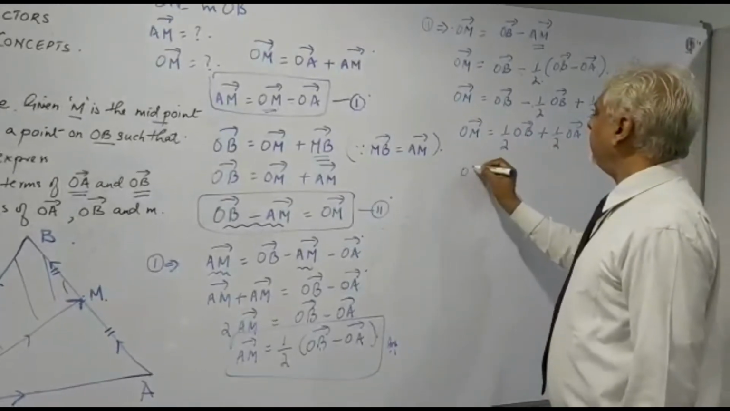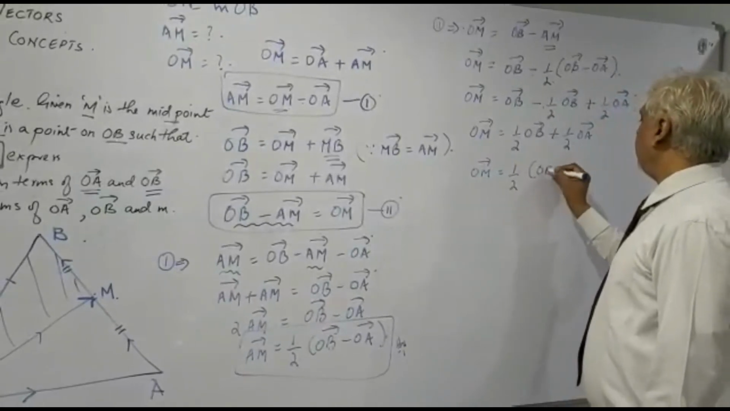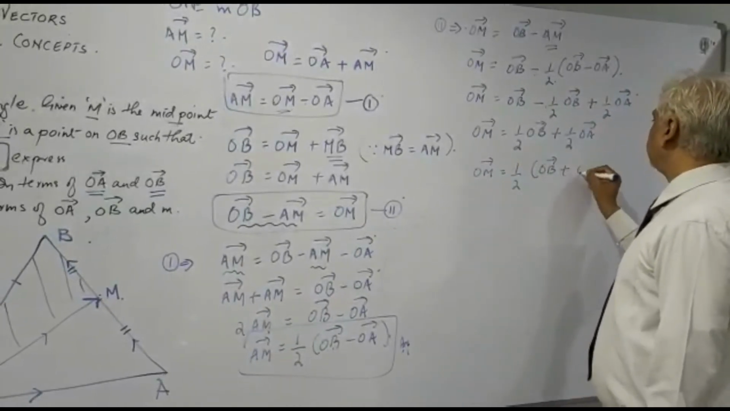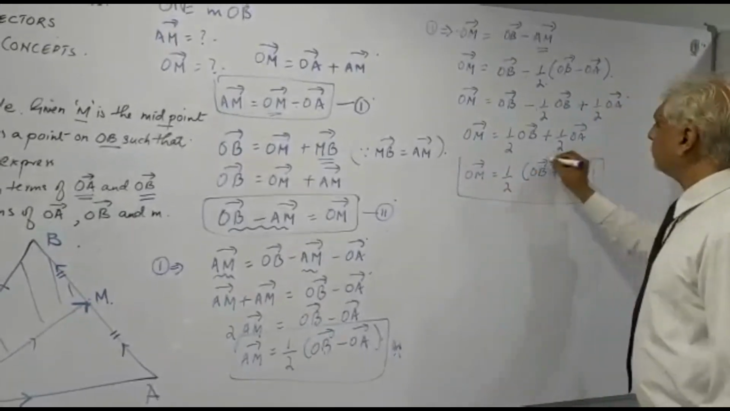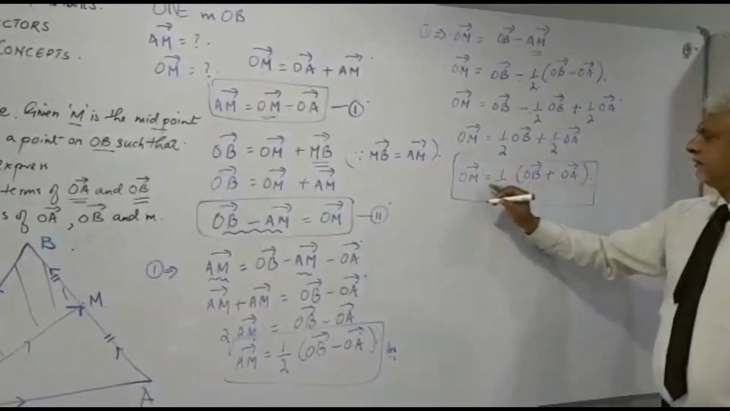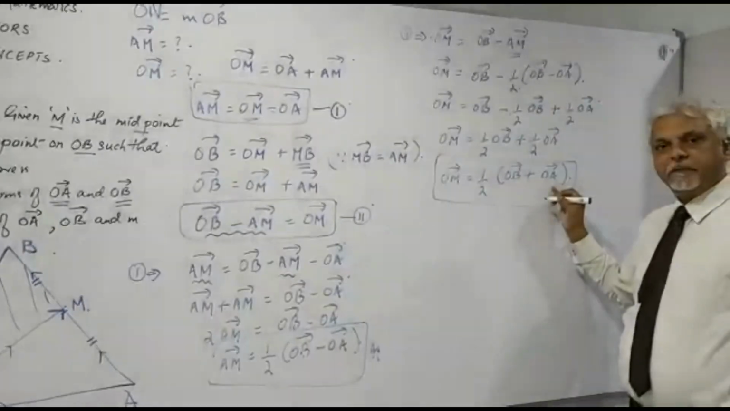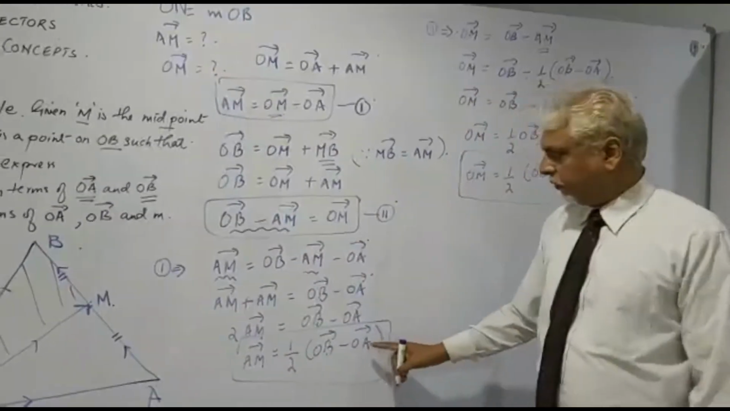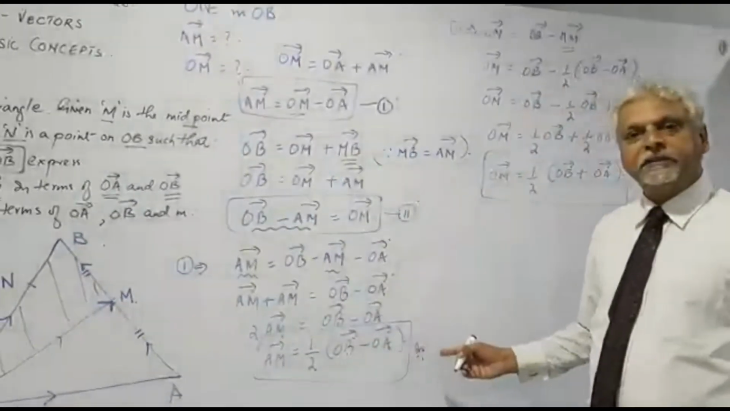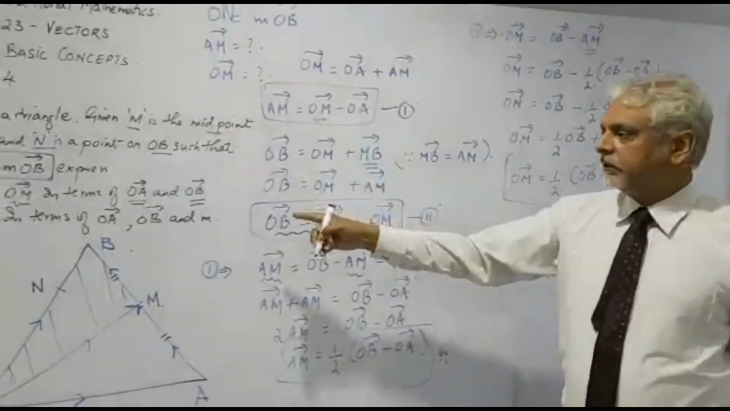Taking half common, I have OM in terms of OB and OA as OM equals half (vector OB plus vector OA). And AM in terms of OB and OA is half (OB minus OA). I hope you have all understood this. I'll be solving the next question in the next lesson.